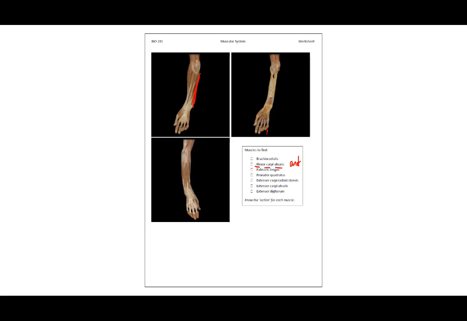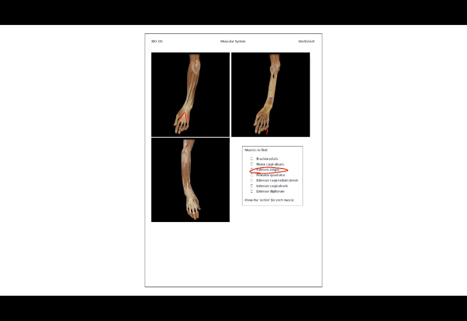Now let's go to extensor carpi ulnaris, which means it's going to be on the posterior side. So we'll look at this picture, and it's going to be on the same side that the pinky is. So it would be over here. Palmaris longus. Palmaris longus isn't in everyone, but it's easy to see if it is there.